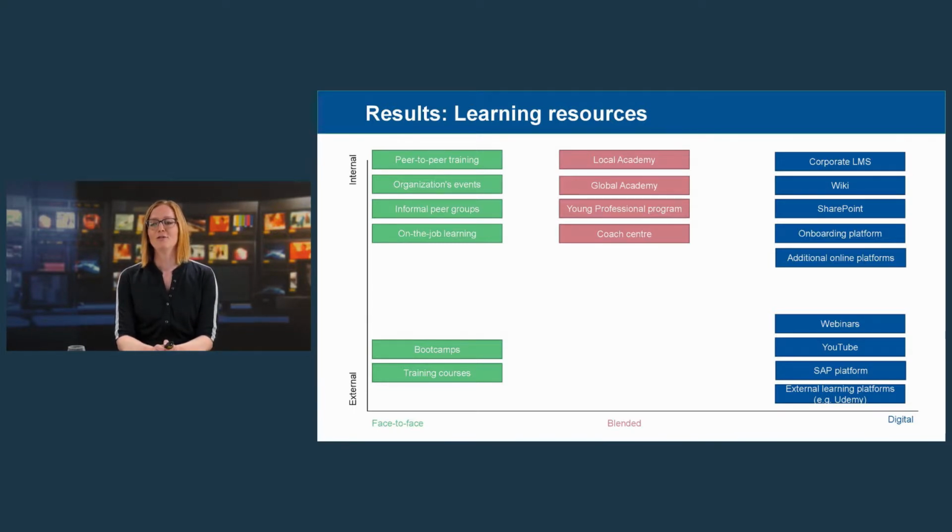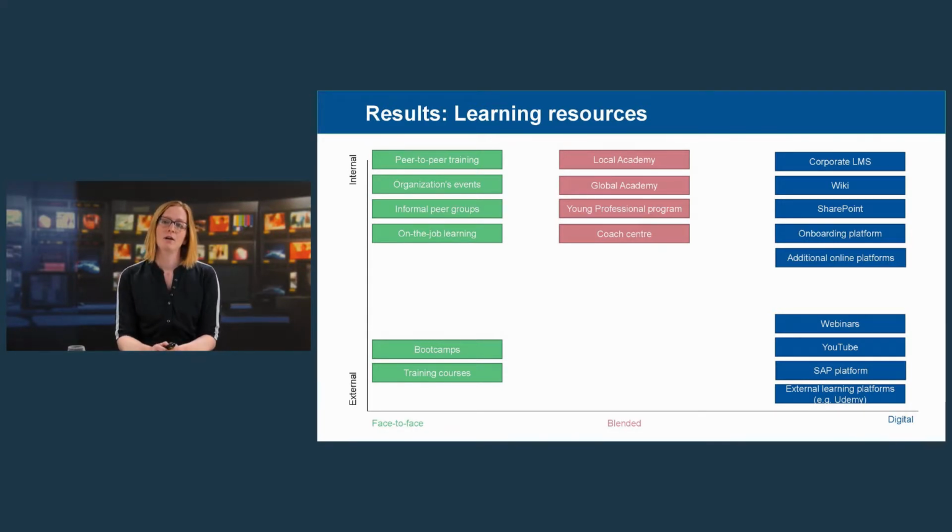And it's quite interesting to see that digital resources are not only, as I call it, formal online learning providers, but really also people, they really see like SharePoint, a wiki, and an internet page also as learning resources. So that's interesting for us as learning professionals, to really also take that into account when creating learning experiences.